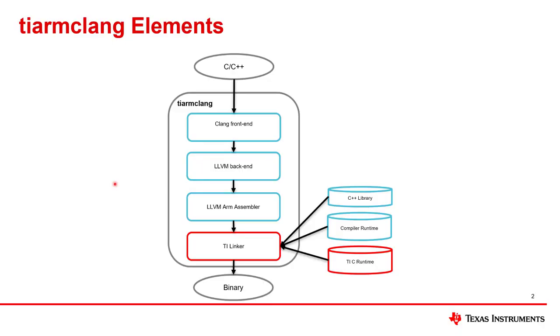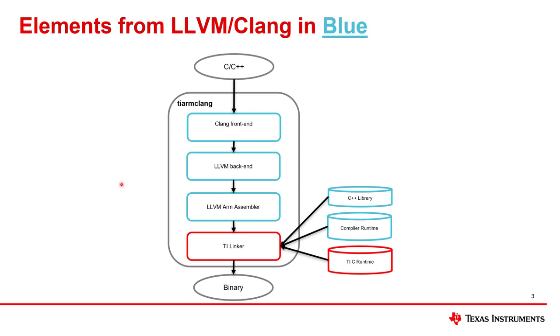In a previous video, I introduced all these elements of the TI-ARM Clang compiler, and I talked about how there's a color scheme. Some of these boxes are in blue and some boxes are in red. What's going on? Let's talk about that. So the elements in blue are from an open source project called LLVM/Clang, which of course raises a question, well, what's that?